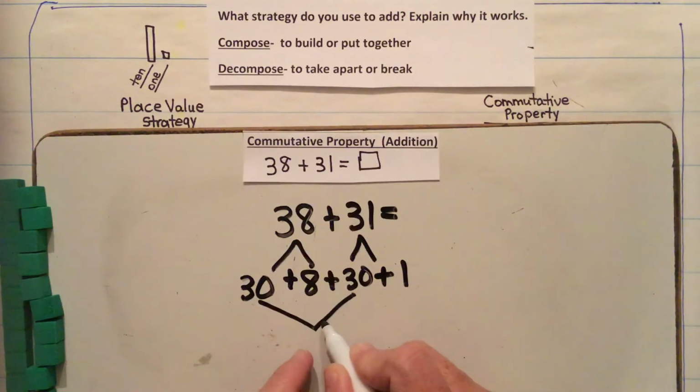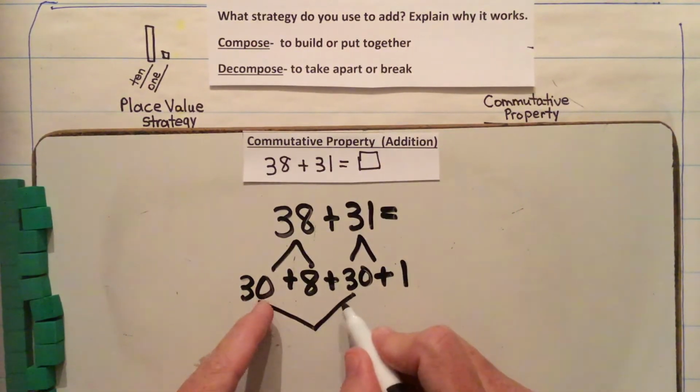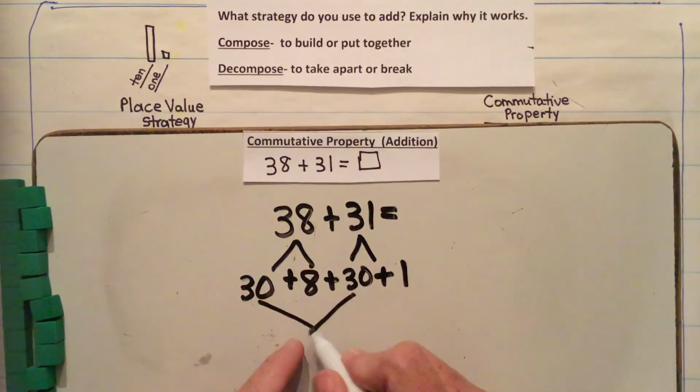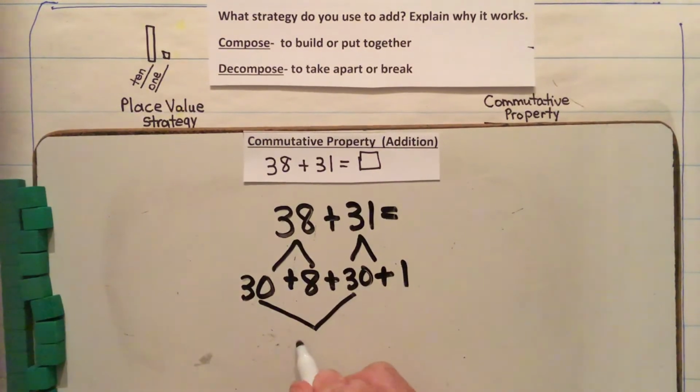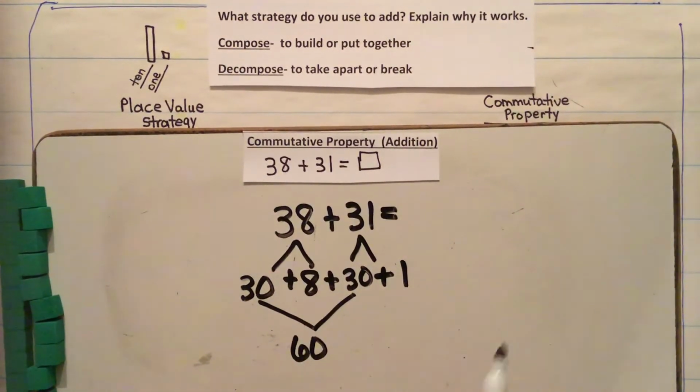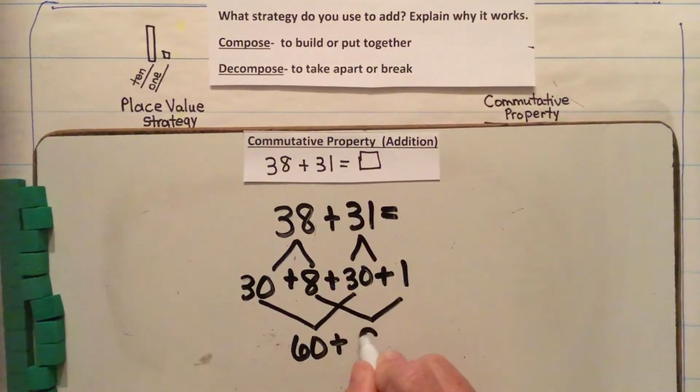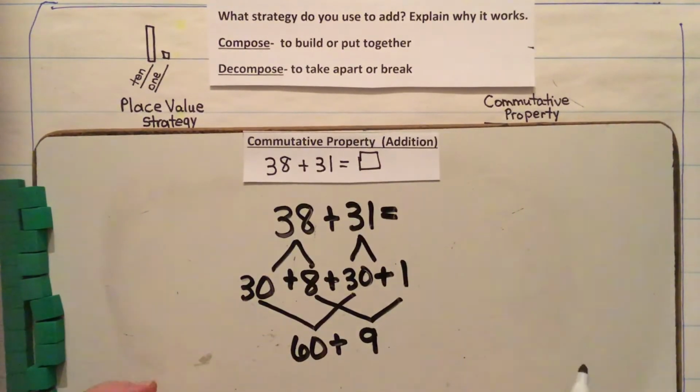Very important step. If you don't do this, some errors could occur here. 30 plus 30 is 60. This is what makes this so easy. It's so easy to add tens together and ones together. 8 plus 1 is 9. Now we're down to 60 plus 9. We can immediately know 69. So 69 is your sum.